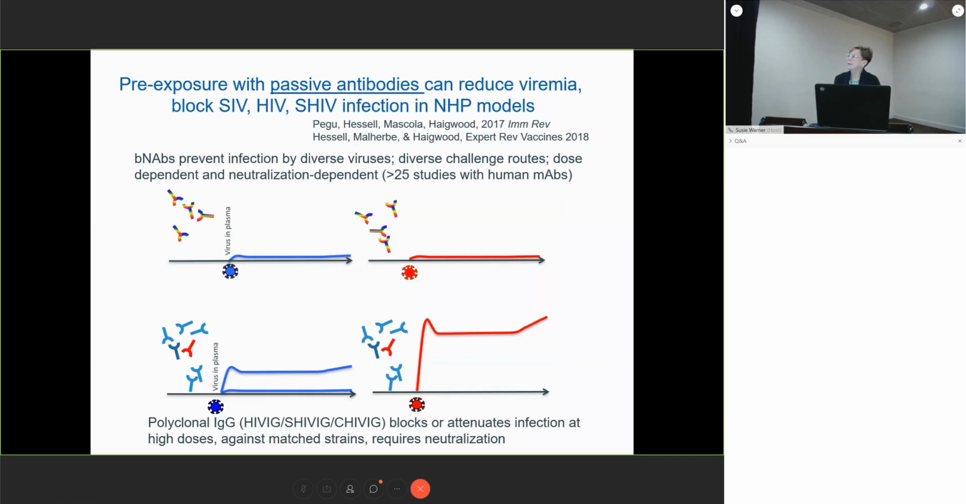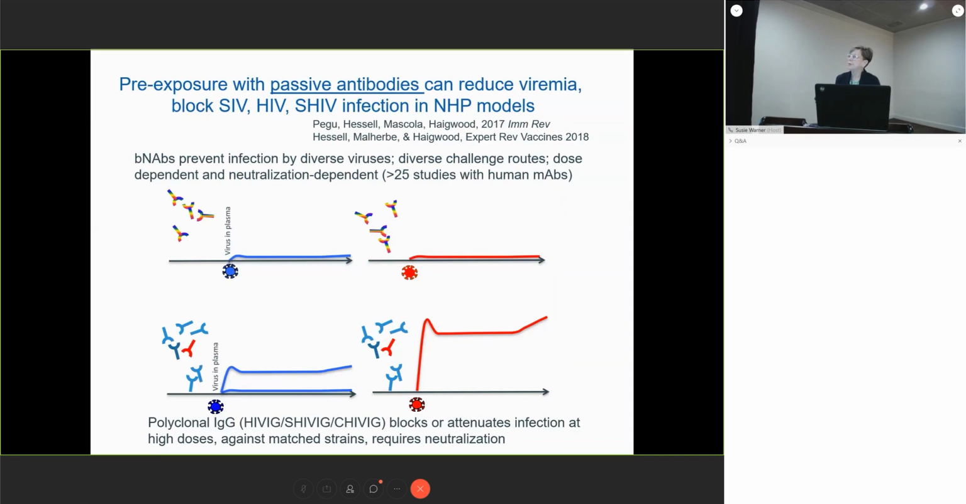So this slide pretty much summarizes what we know about pre-exposure with passive antibodies. And the nice thing is that basically, if you give passive antibodies prior to exposure to the virus, being any SHIV in your arsenal or potentially HIV, if we had such a model in mice, for example, you can block infection, and it doesn't matter which virus you're challenged with.